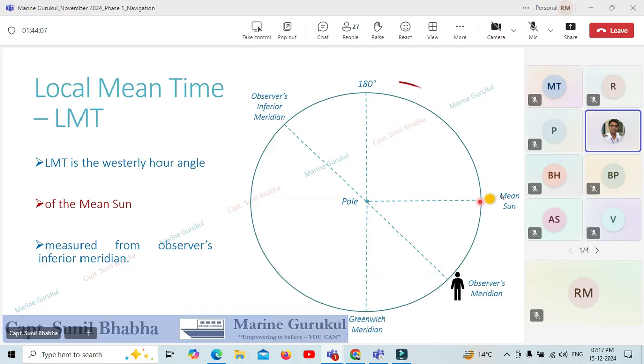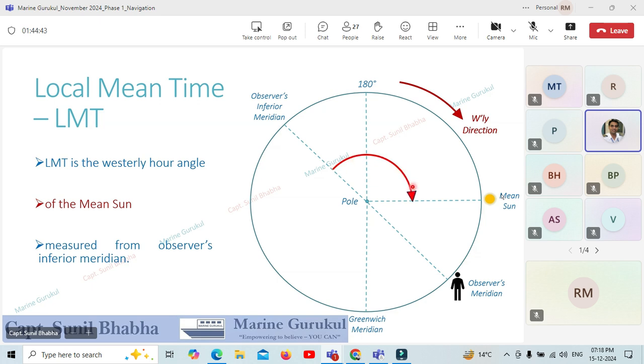Now before we go into the definition, one important thing to understand here in this diagram is that when we are looking from top of the North Pole, the clockwise direction represents the westerly direction. This hemisphere which you see on the right side is the eastern hemisphere. The hemisphere which you see on the left side of the earth is the western hemisphere, and the clockwise direction represents the westerly direction. So now we can go into the definition of the LMT.